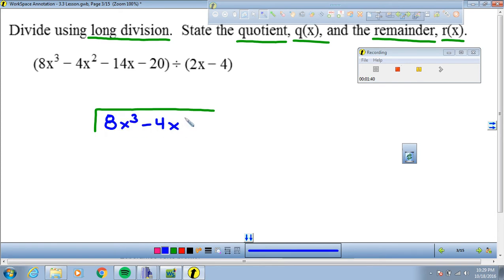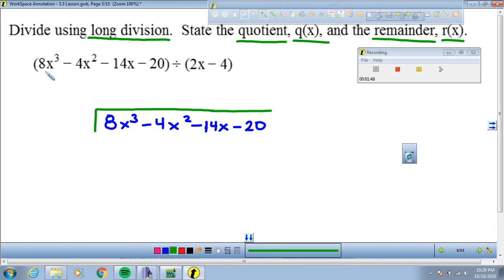Now, there's something very, very important that you need to make sure of before you start the process of the long division. You want to make sure that your polynomial is written from left to right, starting with the greatest exponent to the smallest exponent. Also, the terms need to be written in consecutive order.